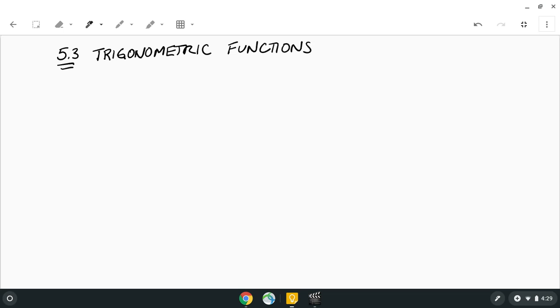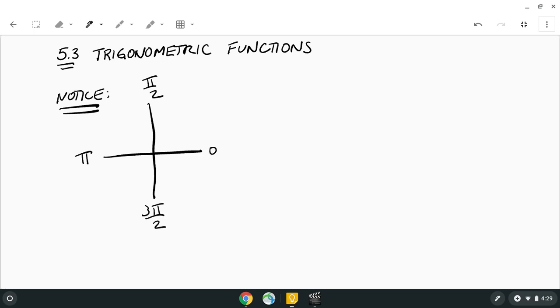Okay, so hopefully you notice that here, when you were doing your sine and cosine and tangent of your reference angles, let's say here, this is 0, over here it's pi over 2, halfway around is pi, 3 pi over 2, and then when we go full circle, we end up here at 2 pi.